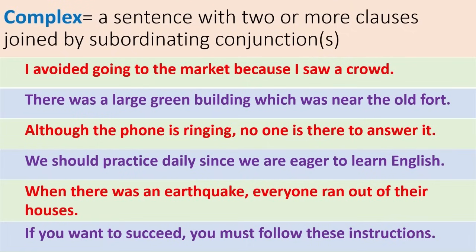A complex sentence is different from the simple sentence because it has not a single clause but two or more clauses. And because it has two clauses, it will have two finite verbs. If it has three clauses, it will have three finite verbs, and so on. The clauses are joined using a subordinating conjunction.